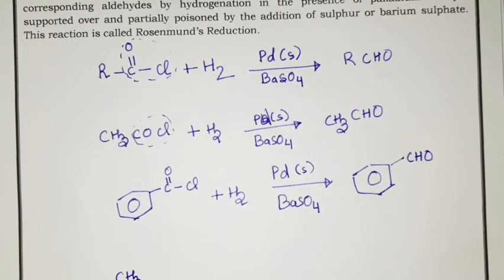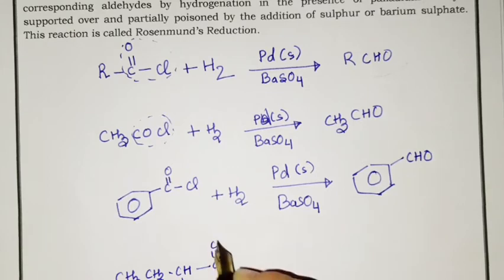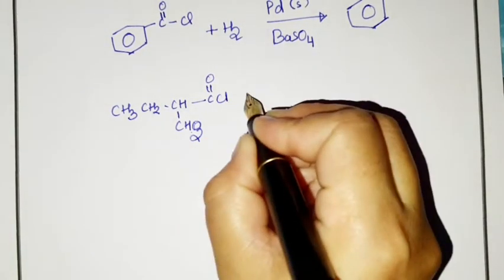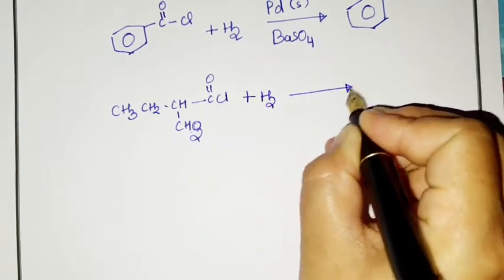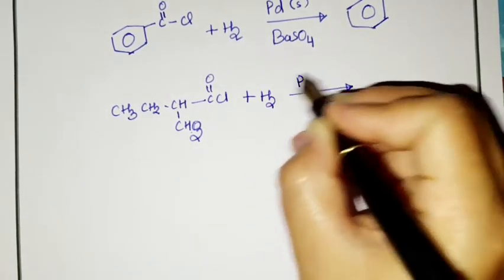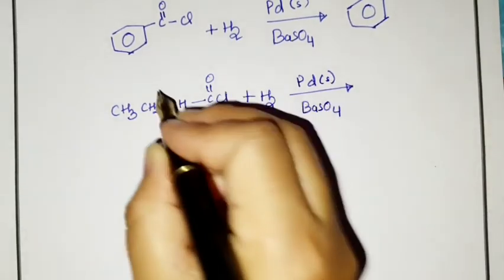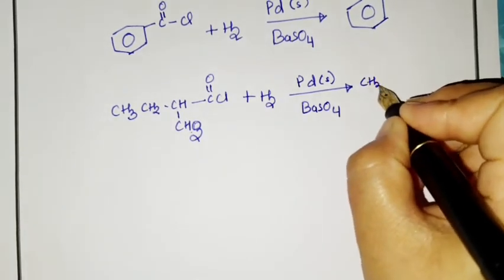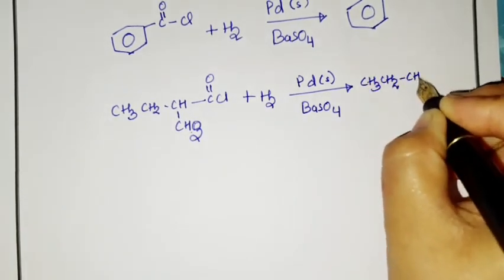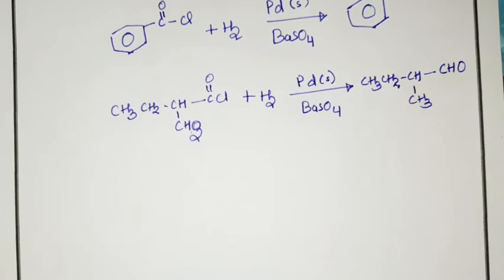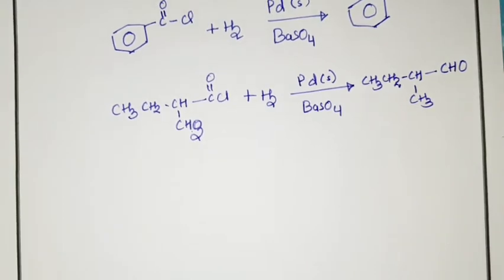Suppose we have CH3, CH2, CH, C double bond, sorry, CH3 here, CH3 here, then COCl. Again, if we do the hydrogenation, Rosenmund reduction, which means hydrogenation using palladium catalyst and barium sulfate, then acyl halide or acid halide will get converted to aldehyde. How? Only the COCl group will get converted to CHO. So this is the reaction which is taking place.